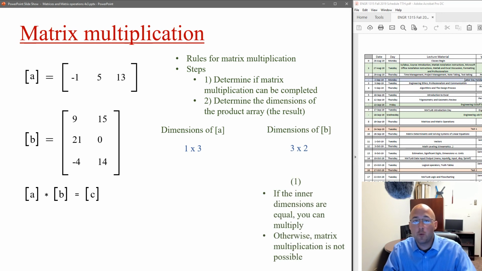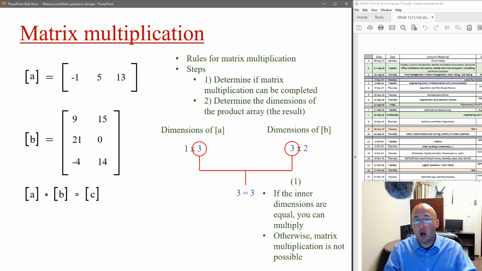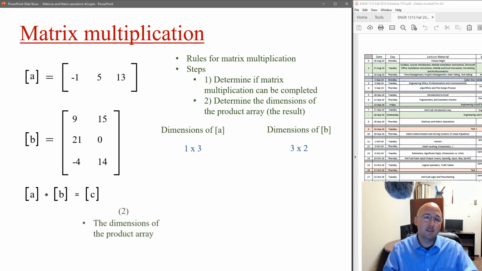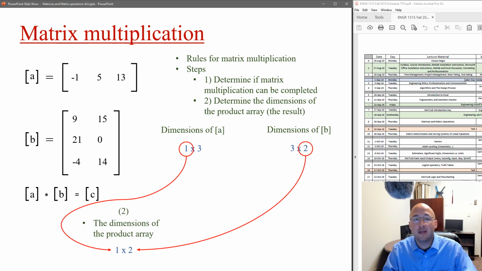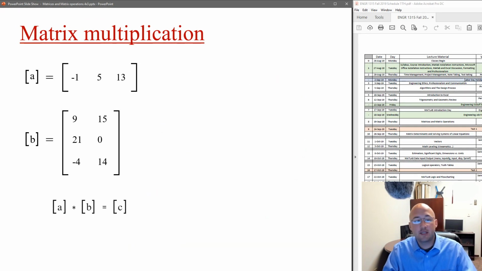So again, for step 1, if the inner dimensions are equal, we can multiply. If they're not, we just stop. Here, the inner dimensions are 3 and 3, so they are equal, and we can multiply. Now we move on to the second step: what are the dimensions of the product? For that, we focus on the outer dimensions, 1 and 2. Because A times B equals C, C is going to have dimensions 1 by 2.